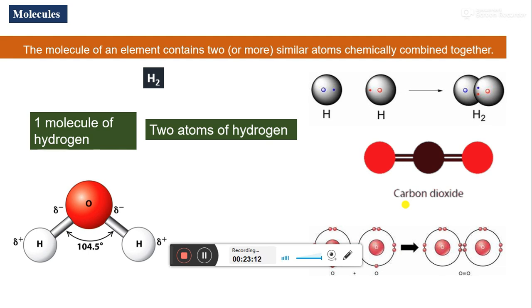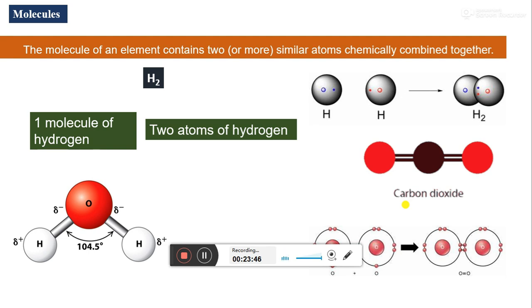Example, water is a compound, and water is a molecule. Example, hydrogen is a molecule, but hydrogen is not a compound. Why? Hydrogen is made up of only one type of atom. Now, one molecule of H2 can be represented in two ways. It is a molecule of hydrogen, consisting of two hydrogen atoms, right?